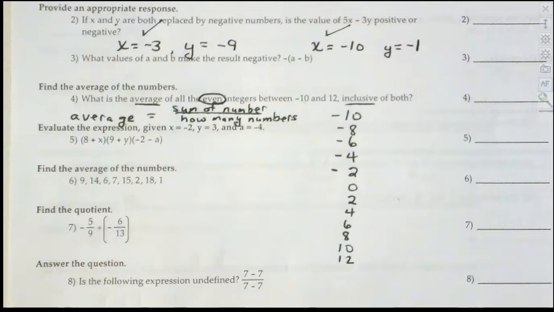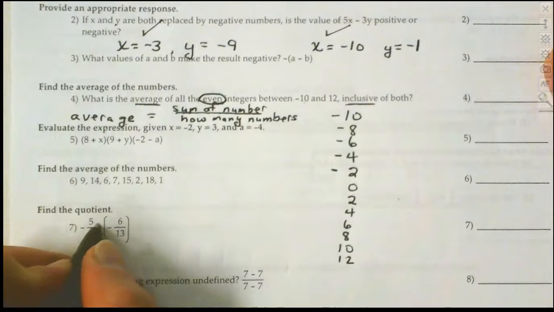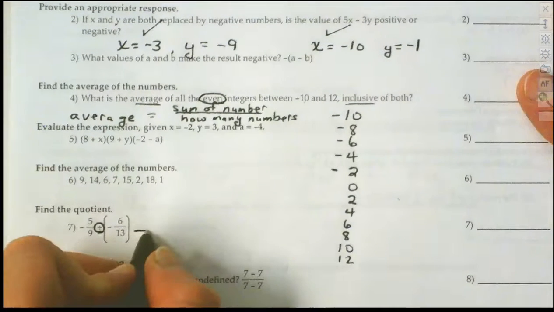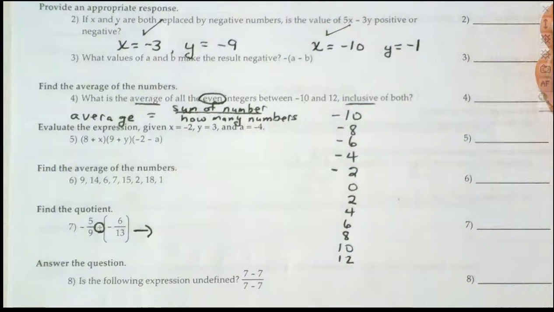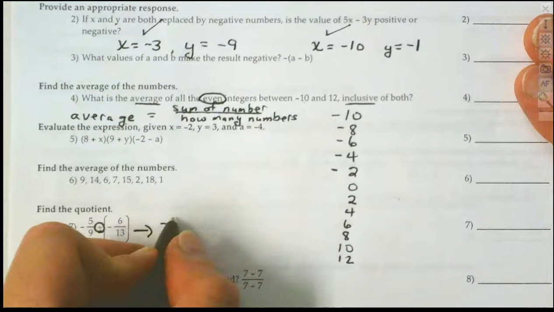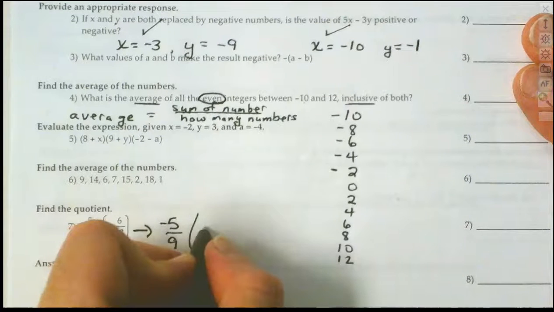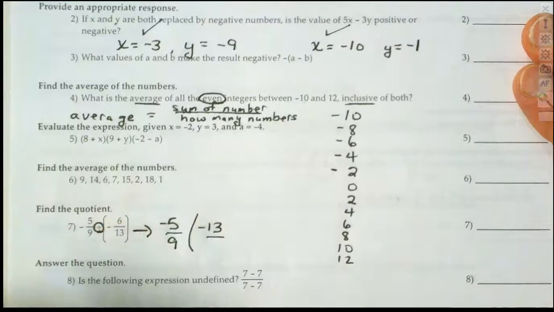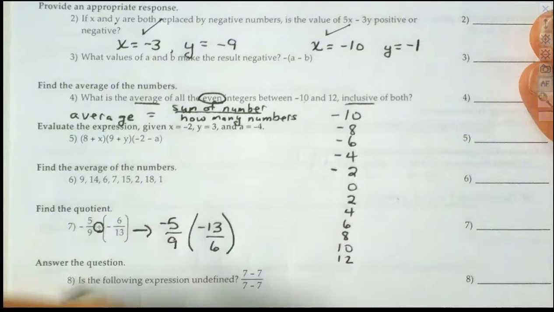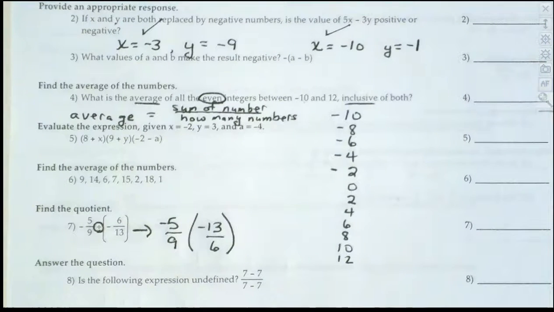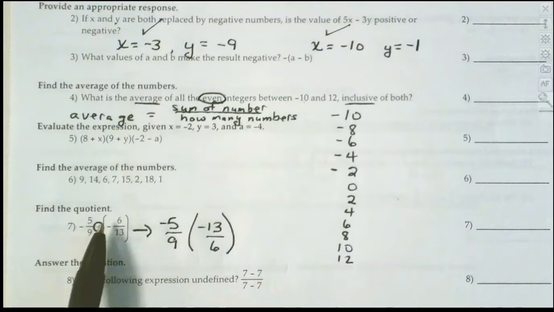Question 7. We've got division. So just to give you a hint for question 7, you can rewrite question 7 as multiplication. Because division, what you do is flip it over to make it multiplication. So just to make sure we know how to do 7, because it's division, you flip your second fraction over.